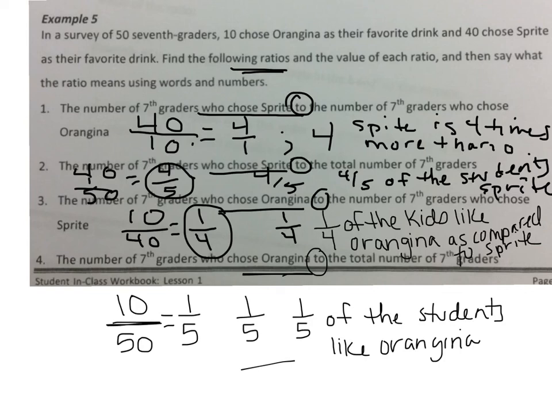There's a big difference between part-to-part ratios and part-to-whole. So number 3, it's who chose Orangina compared to those who chose Sprite. So we have two part groups. We have a group that likes Orangina and a group that likes Sprite. They're complete parts. And then number 4 would be a part to whole again, because it's Orangina compared to everyone. And those people that like Orangina is included in that group when they do the total.